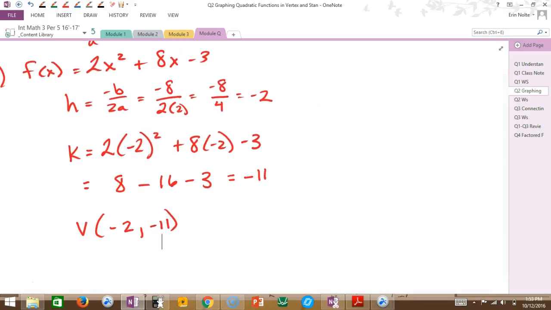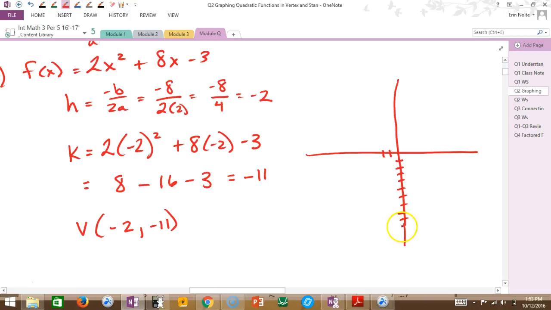If I asked you to graph this, you would start at the point -2, -11. So I'd go to the left 2 and down 11. Perfect. I'm going to use V to represent the vertex, so my vertex is -2, -11. Now all I need is 2 additional points.